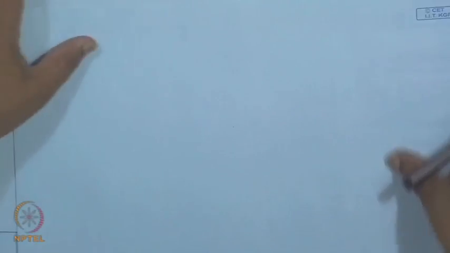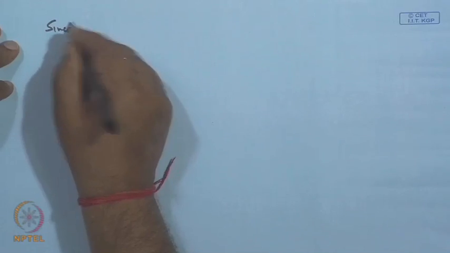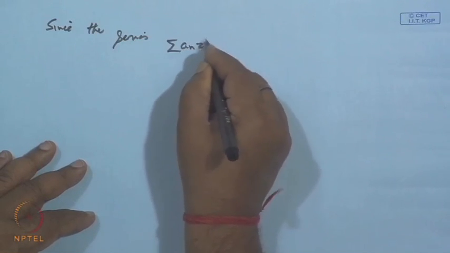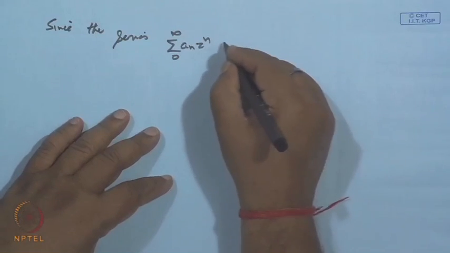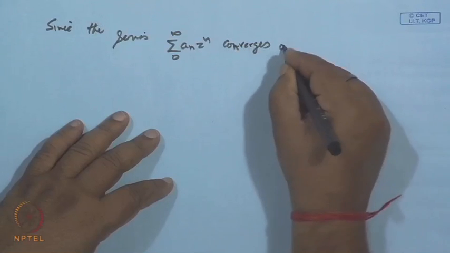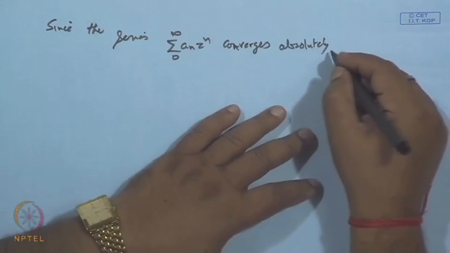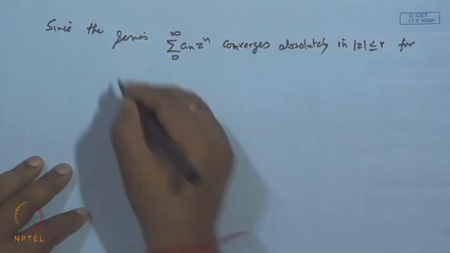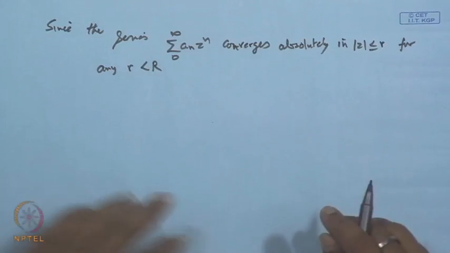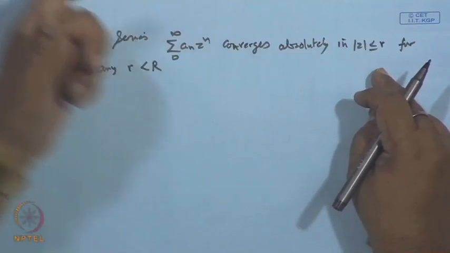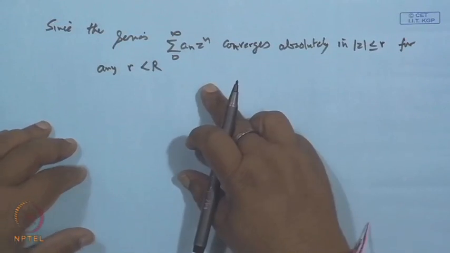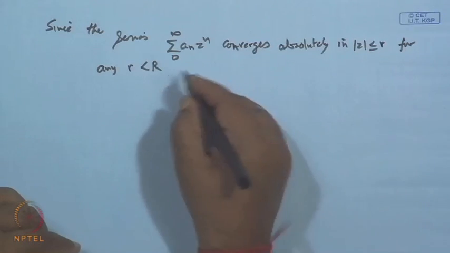Now, since the series sigma a_n z^n, n from 0 to infinity, converges absolutely inside the circle |z| <= r', where r' is strictly less than r, because this was already shown. The series is not only convergent, it converges absolutely everywhere inside a circle. So we take the circular disk with a small radius, which is strictly less than r. This is true.